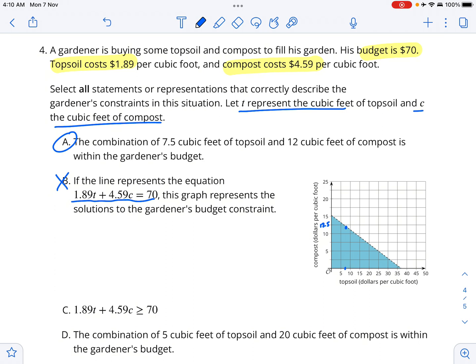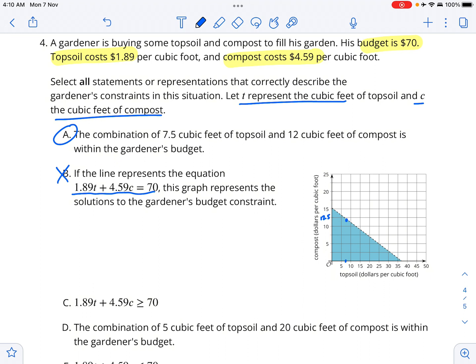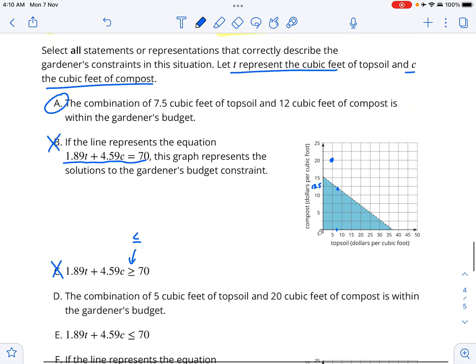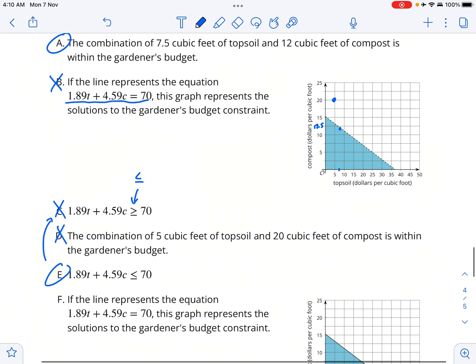Part C, 1.89t plus 4.9c is greater than or equal to 70. That is incorrect because it should be less than or equal to 70. The budget is $70. That's the maximum that you can spend. D, the combination of 5 cubic feet of topsoil and 20 cubic feet of compost is within the gardener's budget. You could just look at the graph real quick. That's way up here. That's not in the shaded region, so that's not going to work. E is going to work. Okay, it's the same as what we had in C, but the inequality is going in the correct direction.